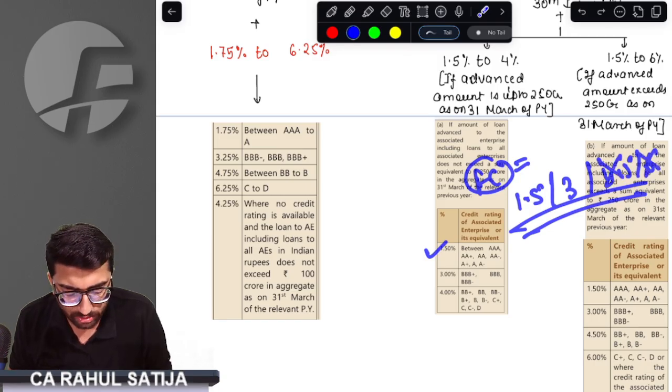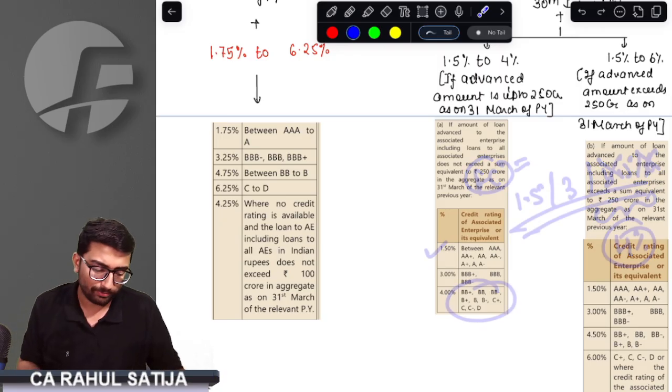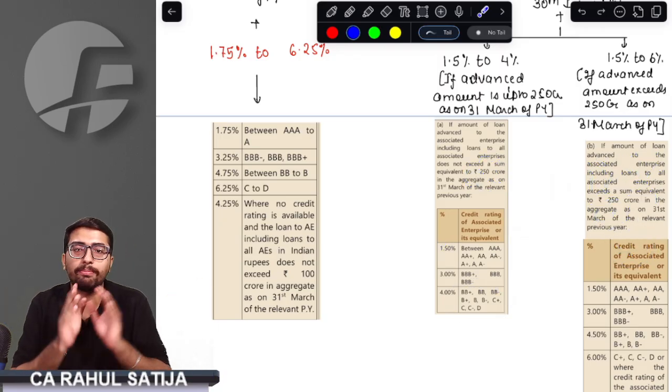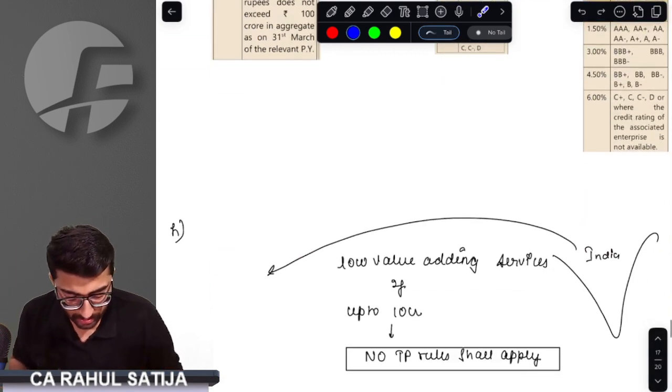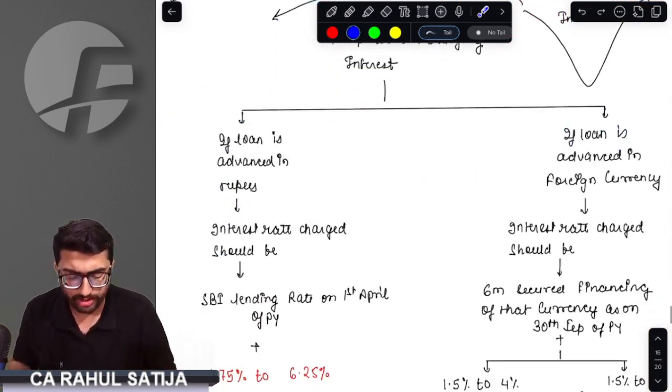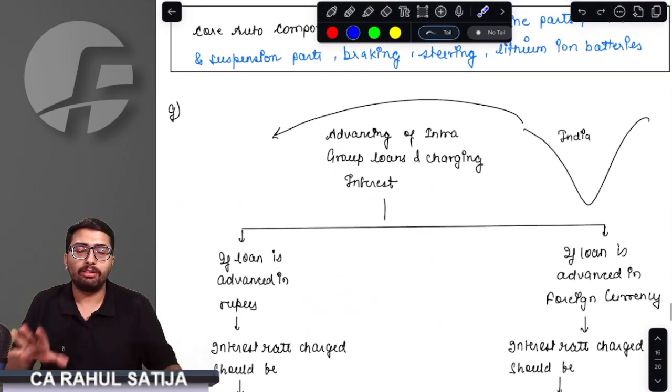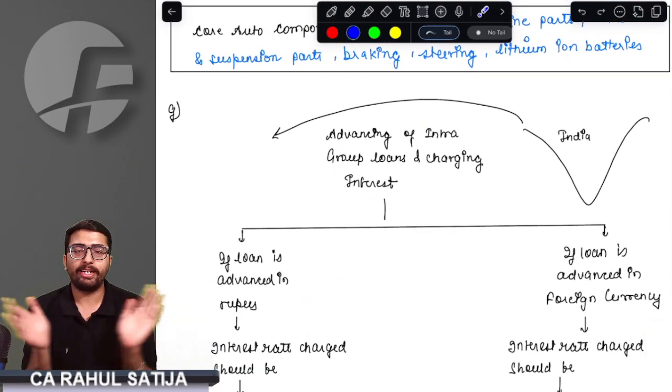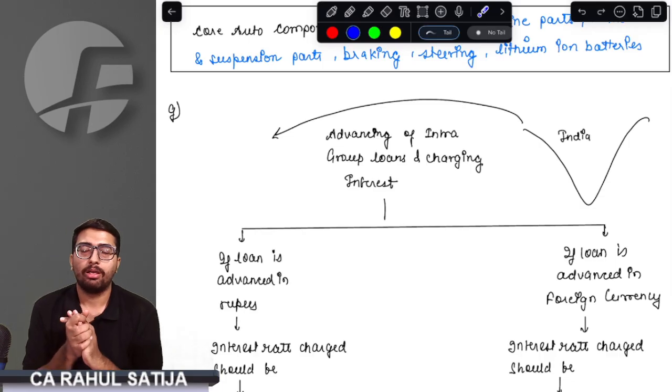See, 4.5 and 6 are not to be considered. Maximum 4% is to be charged if credit rating is B to C. And that is what completes your interest portion. How much interest to be charged? Let me take you through this point again.